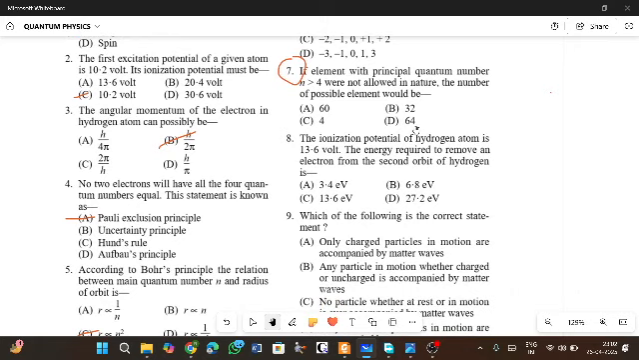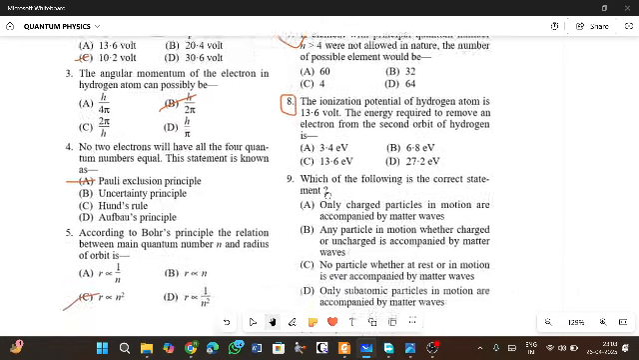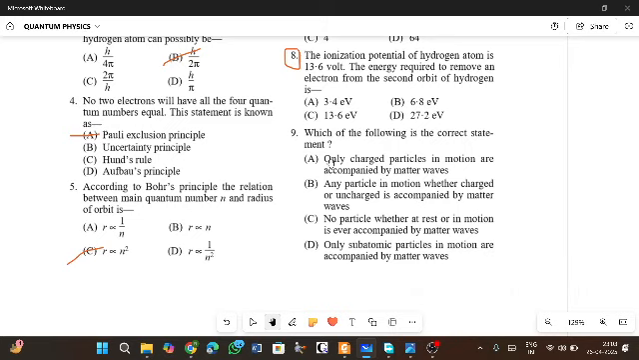The ionization potential of a hydrogen atom is 13.6 volt. The energy required to remove an electron in the second orbit of a hydrogen atom is about... So if you have any clarification with this question, or if you know the answer properly, just give a derivation for this question. Which of the following is the correct statement?